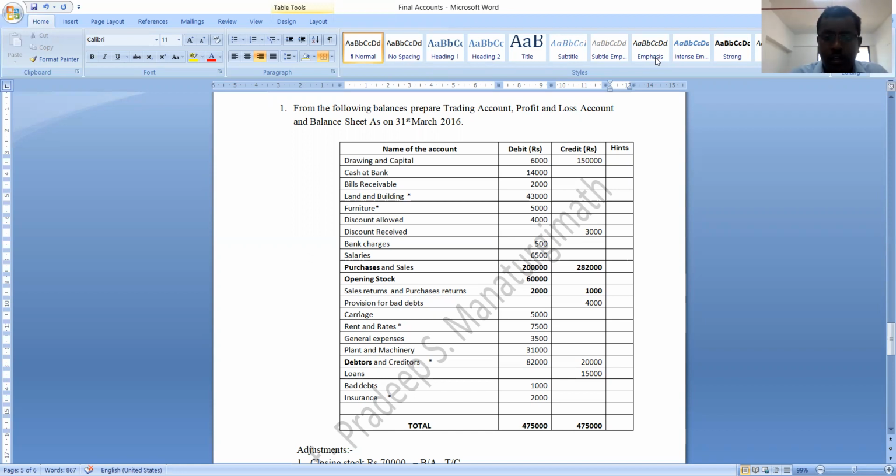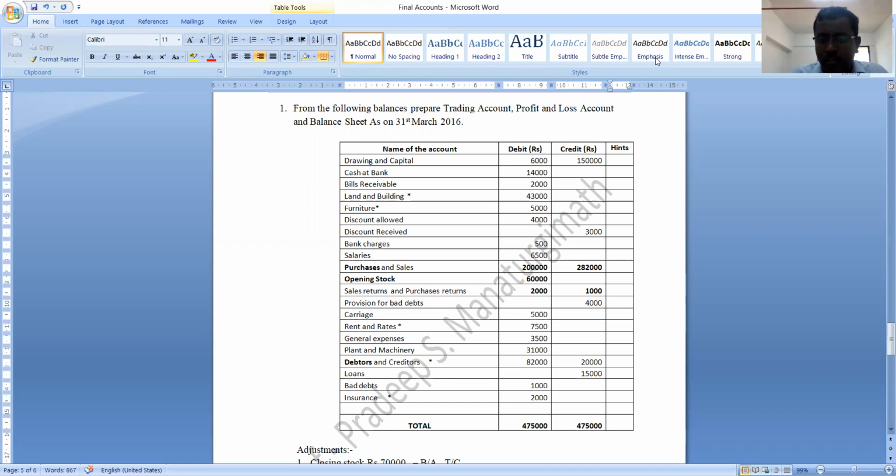And the third hint: the items showing a debit balance in a trial balance will either be expenses or losses, or assets. If it is an expense or loss, it will appear on the debit side of the trading account or profit and loss account. If it is an asset, it is going to appear on the asset side of the balance sheet.